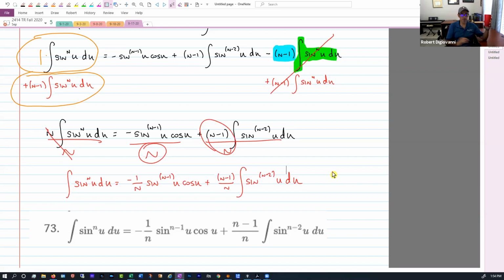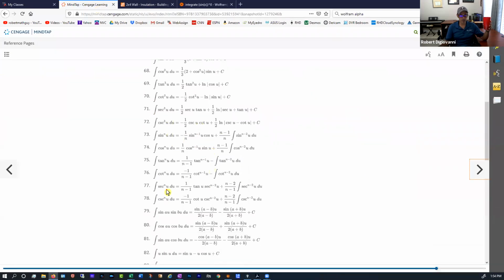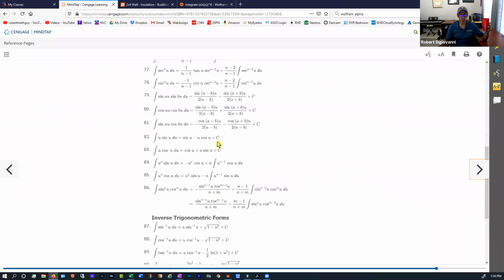So these reduction formulas are generally very difficult to prove because it requires something special to make it happen. But each one of these comes from something.